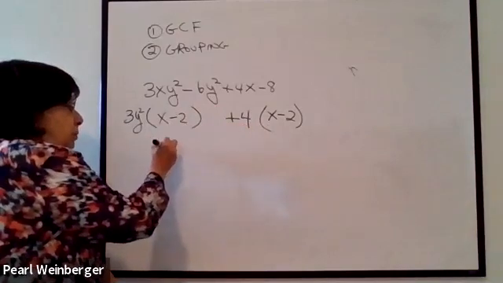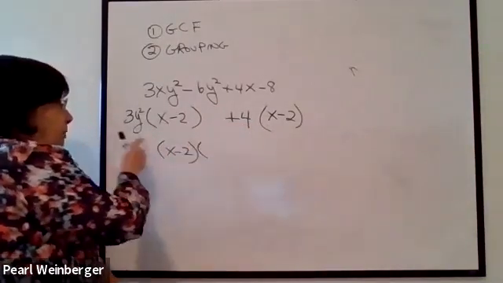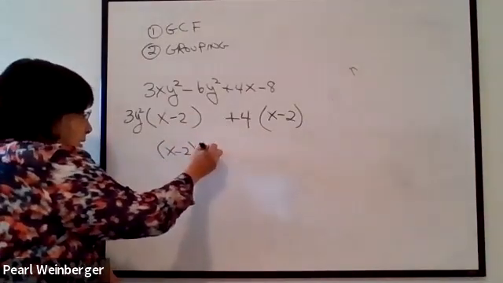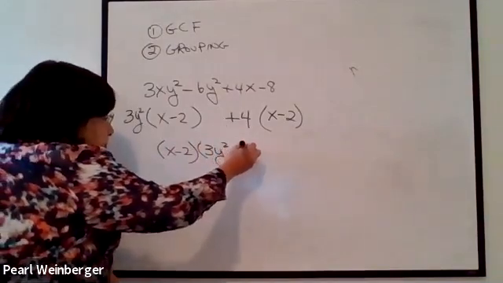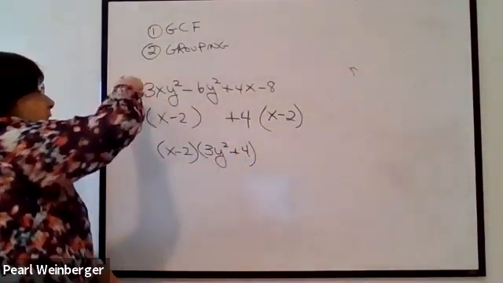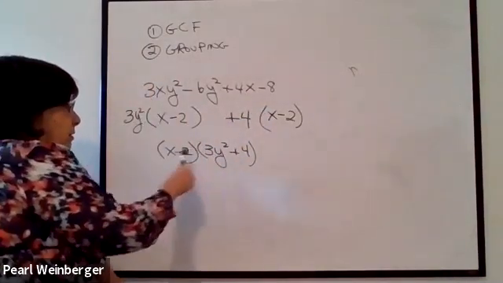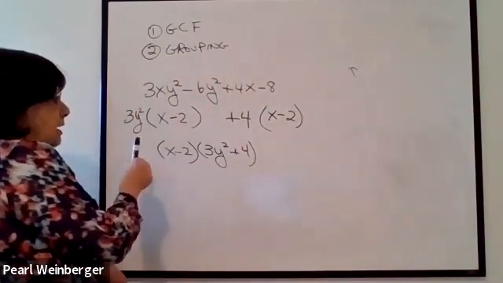So I could do what I did before and put the x minus 2 in the front. And then remember, I put the 2 other terms that are on the outside in my second parentheses. So it would be 3y squared plus 4. So I have taken this 4-termed expression and factored it into 2 binomials.